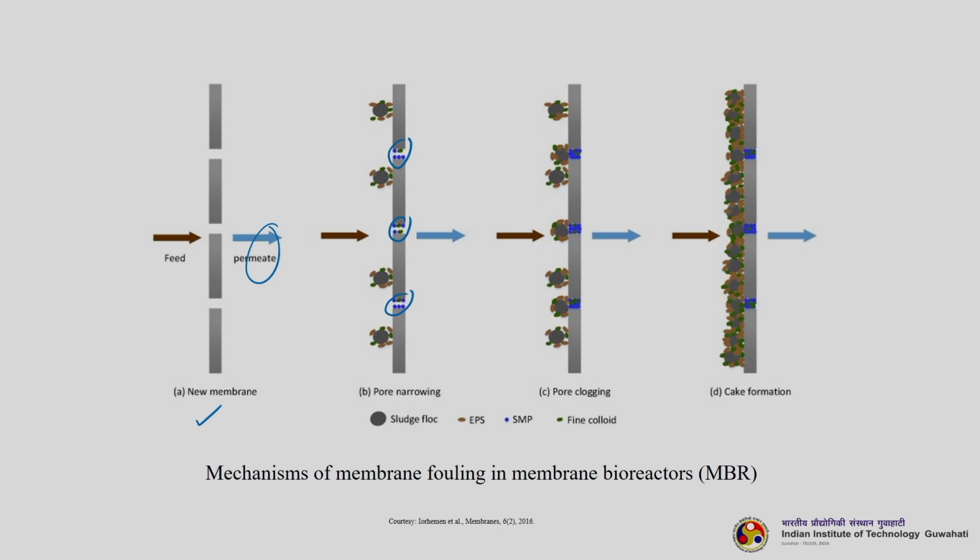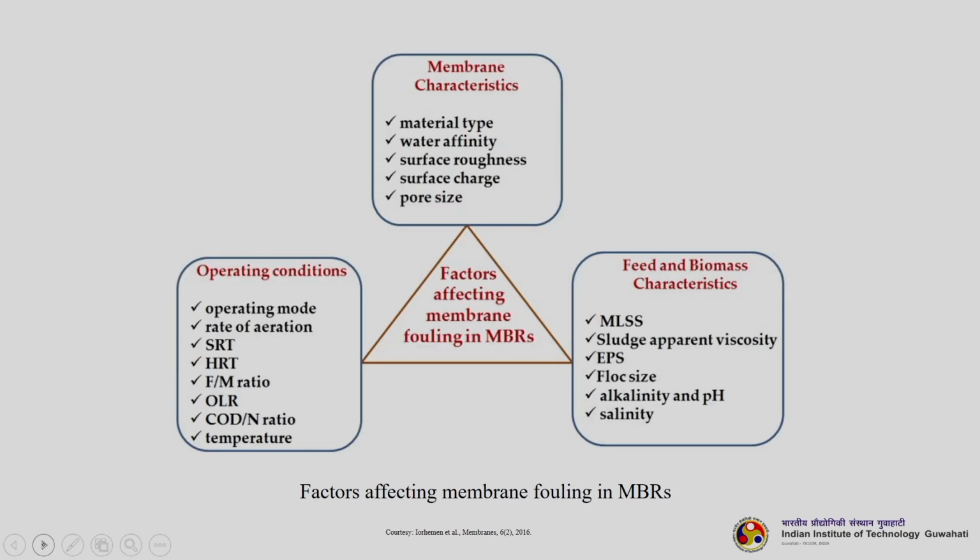Then pore clogging is coming here. You see the flocs coming and sitting on the mouth of the pore. So, this is called pore clogging. Then you can see the cake formation, or gel formation, whatever you can say. Now, this is the complete fouling mechanism, and a very nice picture has depicted how fouling actually happens in the case of membrane bioreactors.